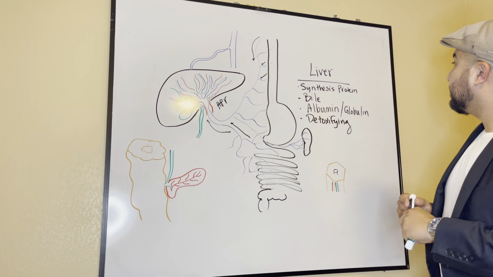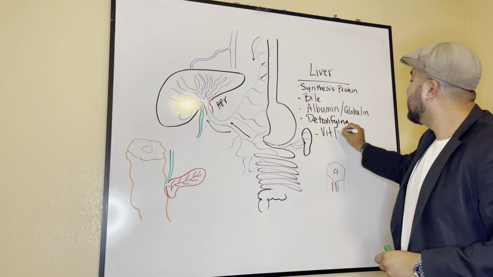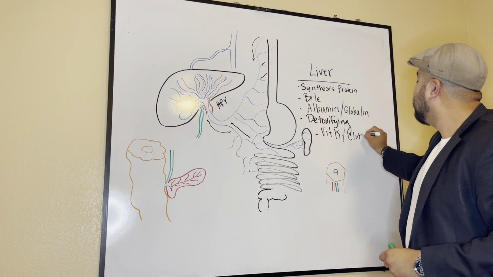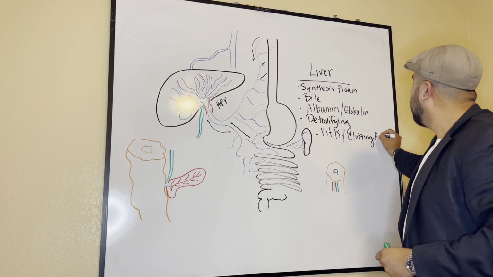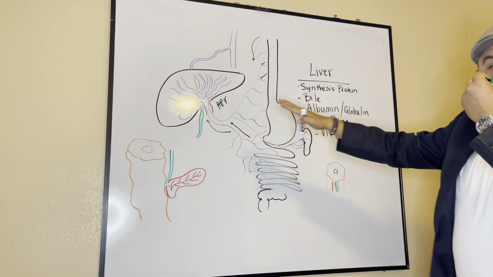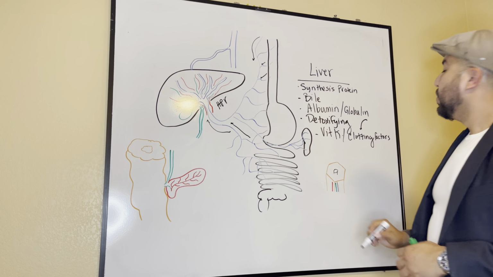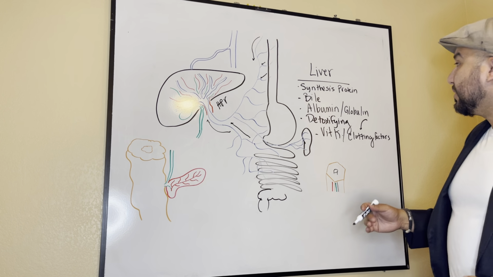Continuing with the functions of the liver, it is also responsible for synthesizing vitamin K and clotting factors. The liver is very important for that, so understand that anytime a patient has a liver issue, they're potentially going to be dealing with bleeding tendencies.